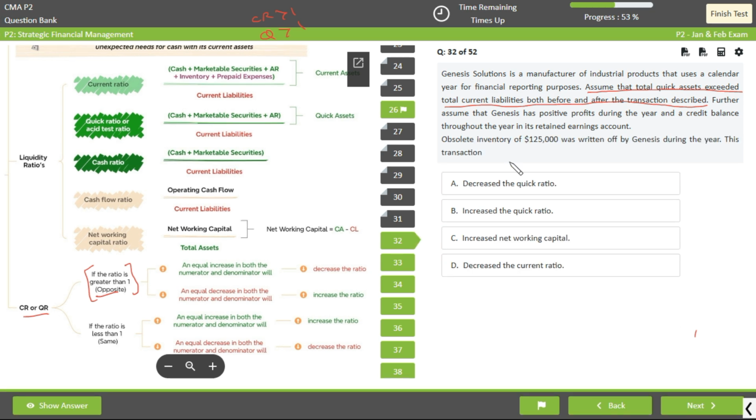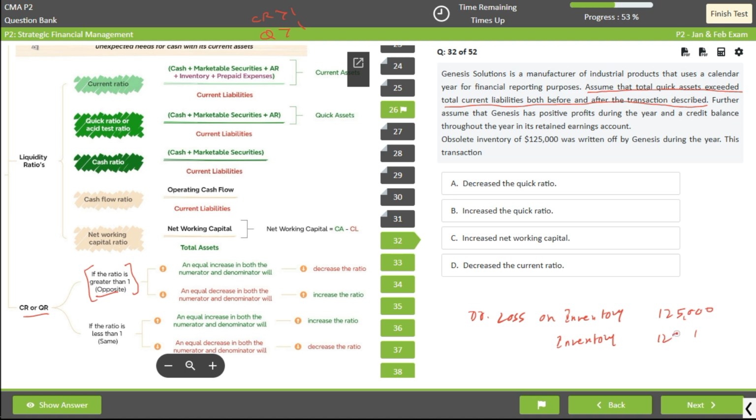Next, we have obsolete inventory. Obsolete inventory was written off by Genesis during the year. So what accounting entry do we pass? You are going to debit your loss by 125,000 and you are going to credit your inventory by 125,000. So this affects the quick ratio and current ratio.